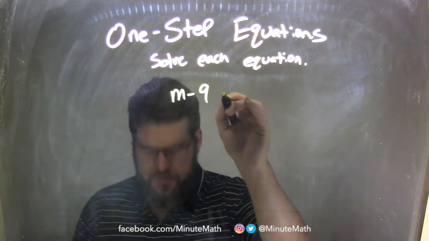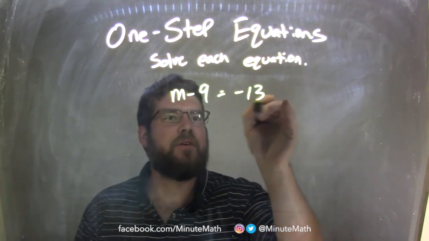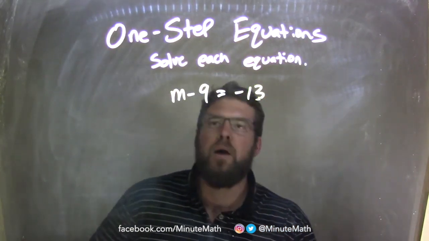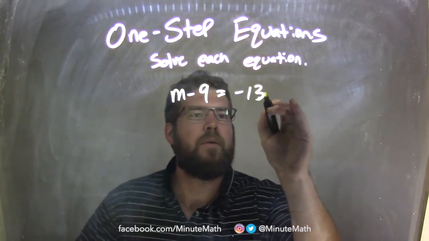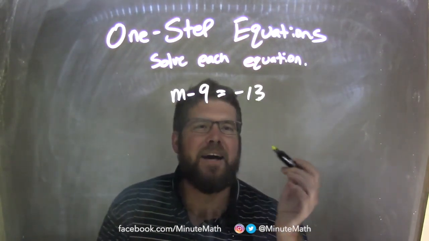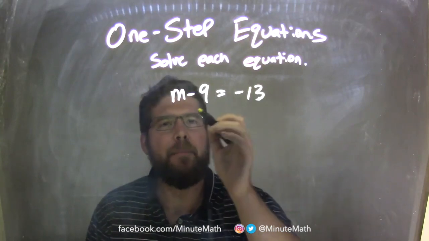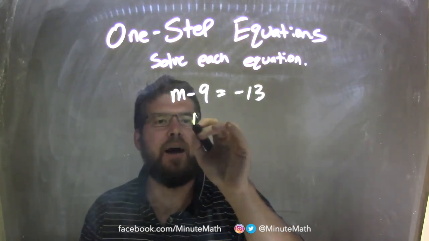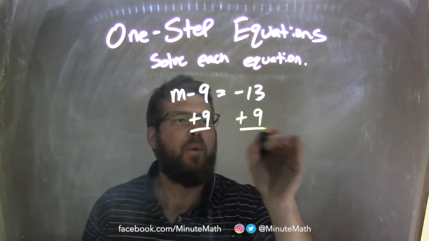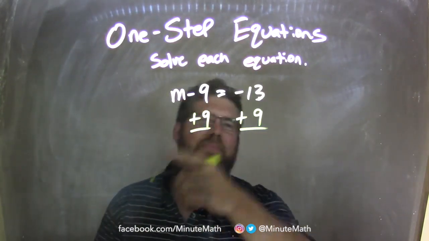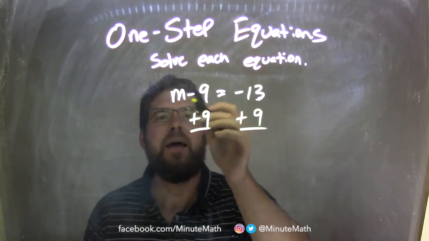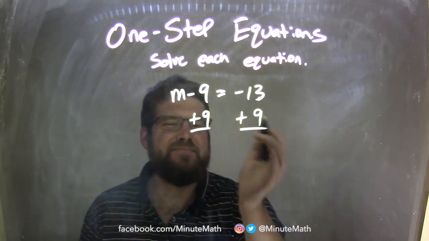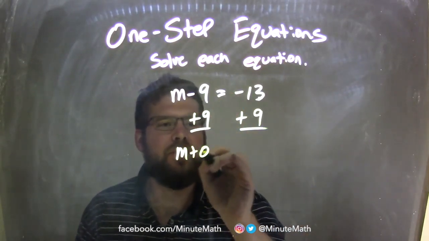m minus 9 equals a negative 13. Well, there we go. So I have m minus 9 equals negative 13. Well, opposite of subtracting a 9 is adding a 9. So I'm going to choose to do that operation for both sides. What I do to one side of the equation, I have to do to the other side of the equation. Well, I have minus 9 plus 9 becomes 0, so we have m plus 0 here.